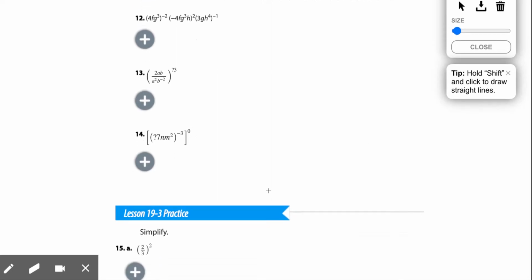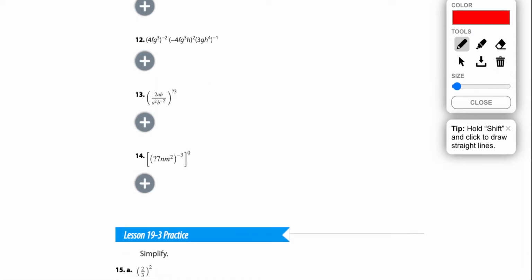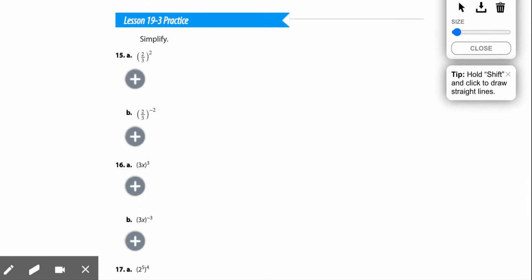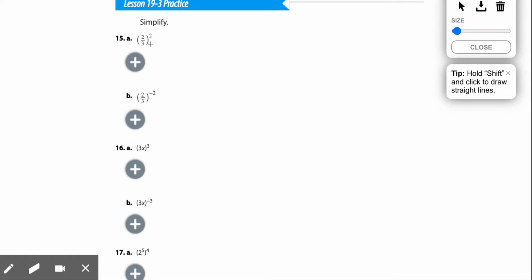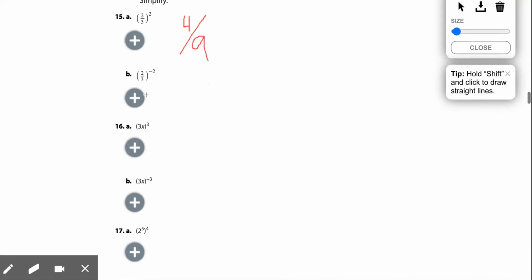So let's see. Trying to think if there's anything in here that might be too much trouble that you couldn't try. 2/3 raised to the second power. Well, you just do each one individually. It'd be 2 squared over 3 squared, which is 4/9. 2/3 raised to the -2 power. Well, you would flip it over and it'd be 1 over 2/3 squared, which is going to be 1 over 4/9. And you don't want a double fraction, so flip that over again, it'd be 9 over 4 for this one.